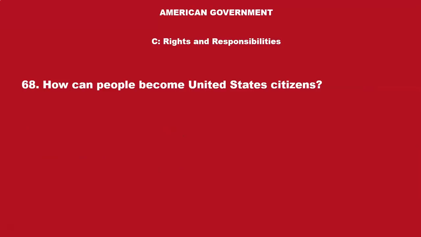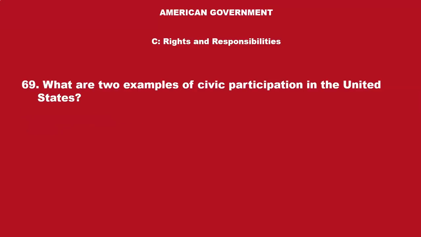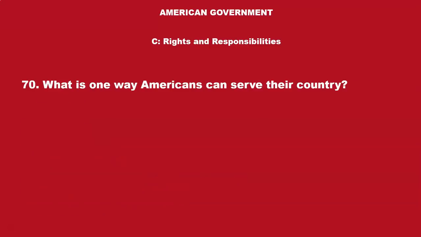How can people become United States citizens? Naturalize. What are 2 examples of civic participation in the United States? Vote and run for office.